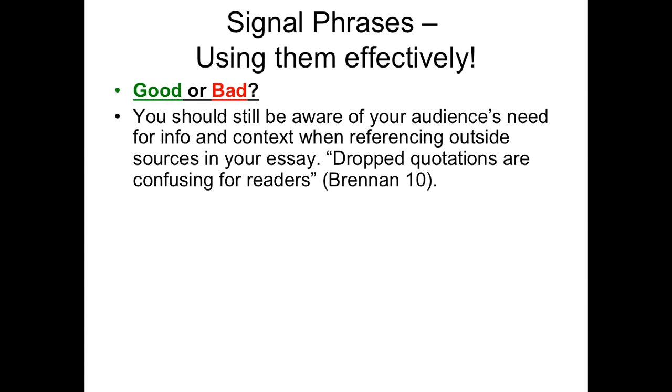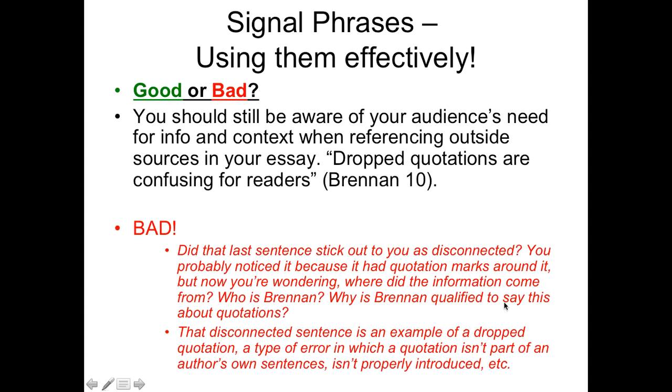Here's something here. Is this a good or bad example of using signal phrases? If you said bad, you are correct. Notice the example itself was giving you a hint. Notice this is an example of a dropped quotation. It doesn't have any connection to the next sentence. There's no transition. There's nothing to help explain how it fits in your paper.